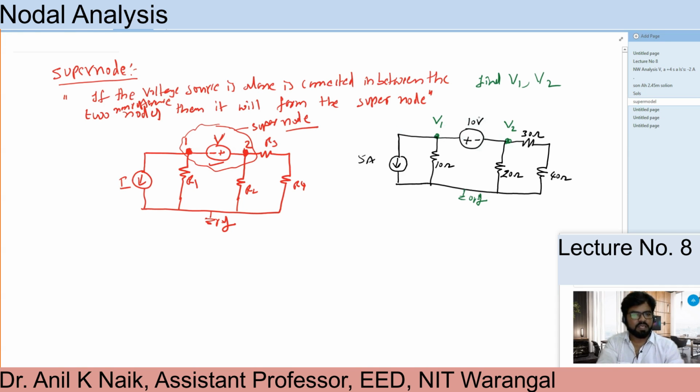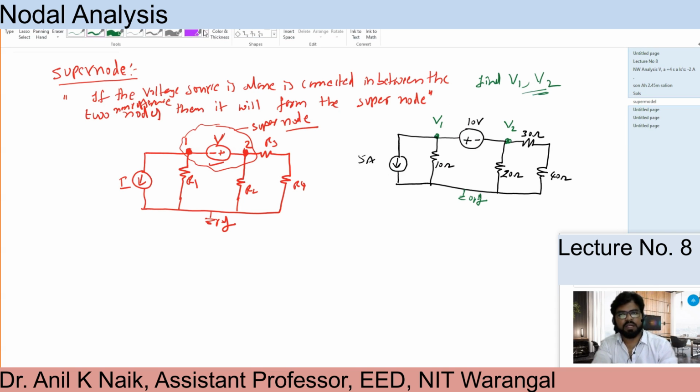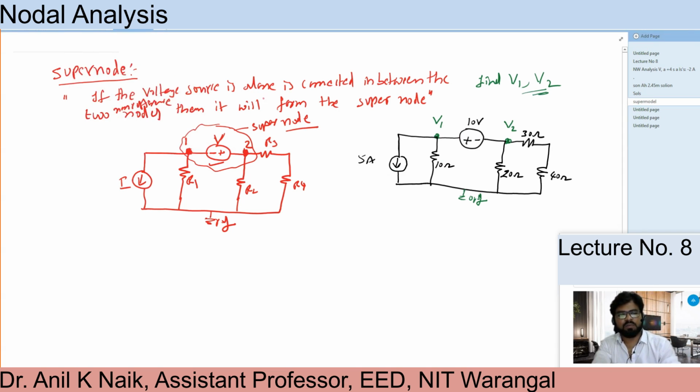If you identify this kind of network in any theoretical book, then you come to know that this is a supernode analysis. We need to do the supernode analysis in order to find V1 and V2. So how are we going to do the supernode analysis here? Both nodal analysis and supernode analysis are almost the same, but you need to remember an extra point. I will tell you how to do that.